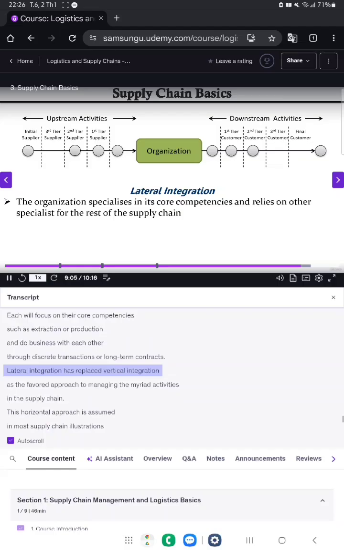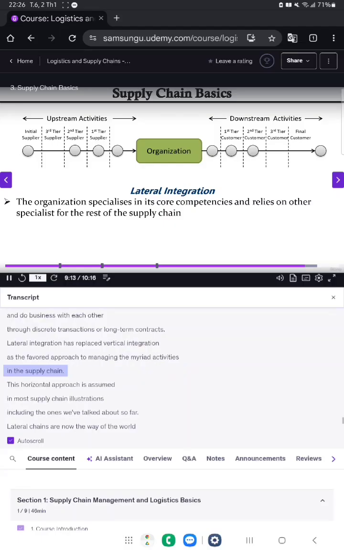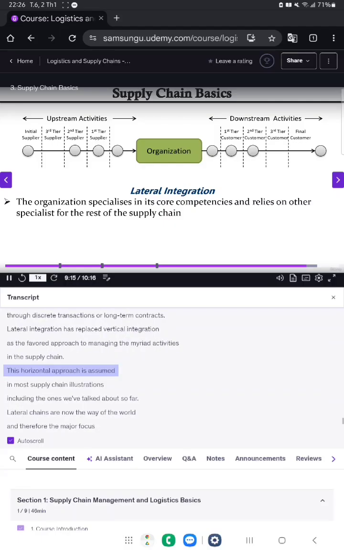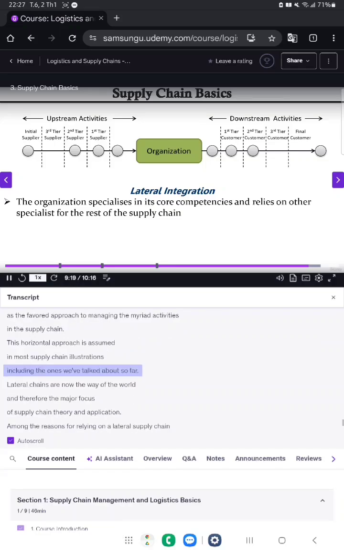Lateral integration has replaced vertical integration as the favored approach to managing the myriad activities in the supply chain. This horizontal approach is assumed in most supply chain illustrations, including the ones we talked about so far.